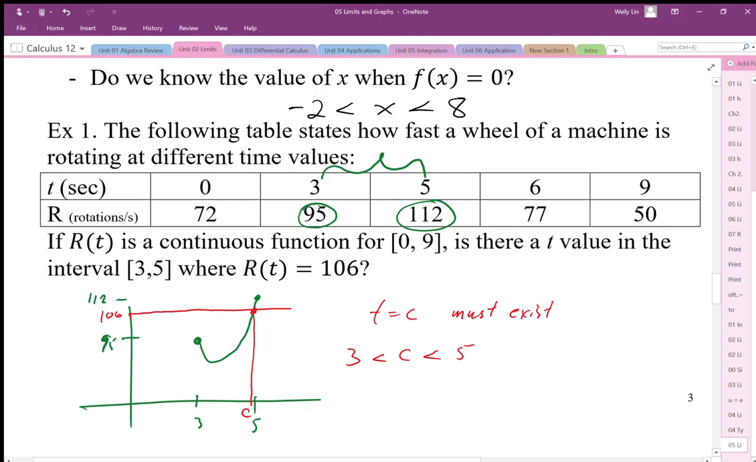Now, could it happen twice? Yeah, absolutely. We've never said that it can't happen twice, but we say that it happens at least once because it could look like this. And it could happen multiple times. We don't know, but we know it happens at least once. And that's all the theorem can state, that it must exist at least once in that interval.